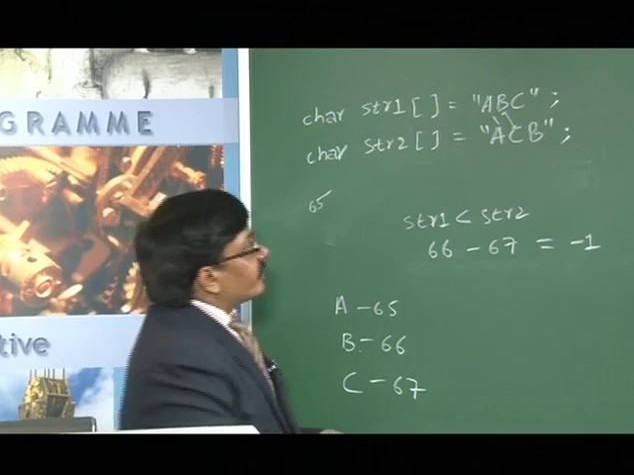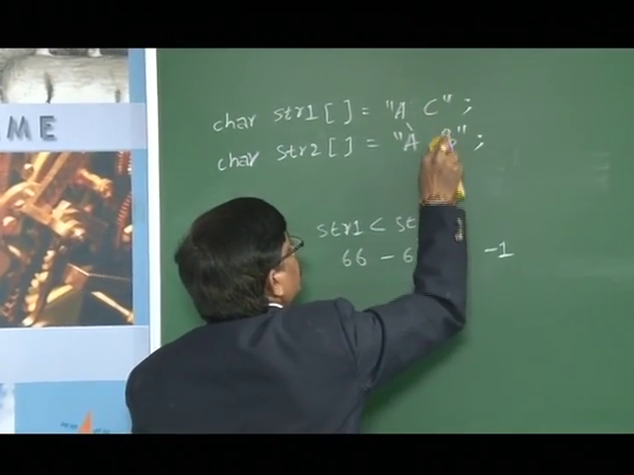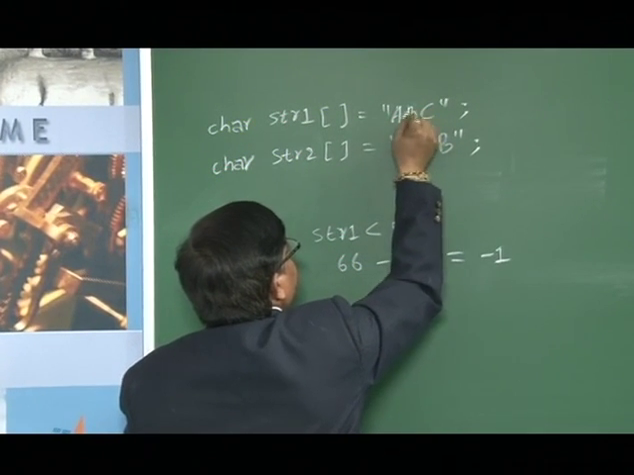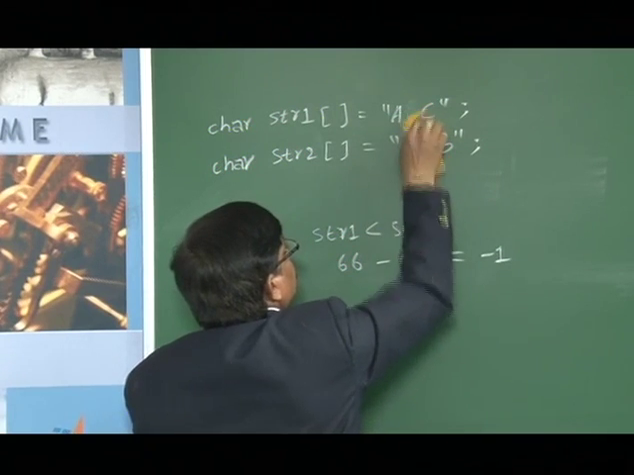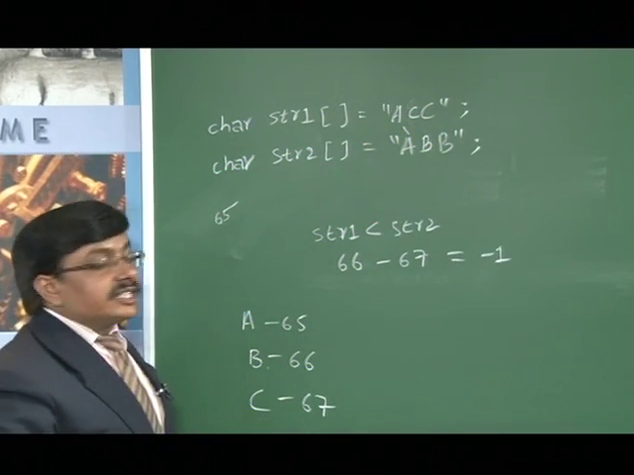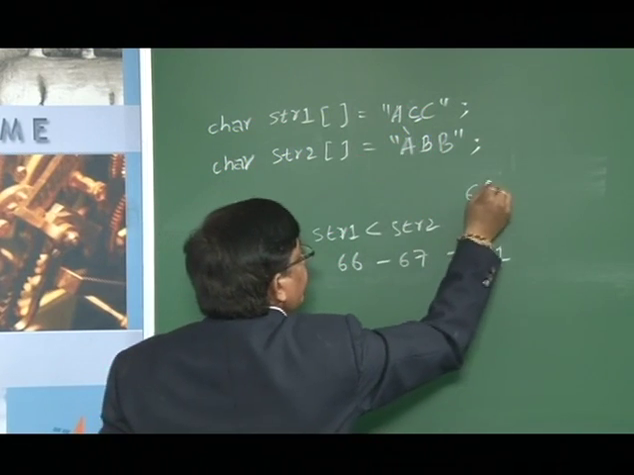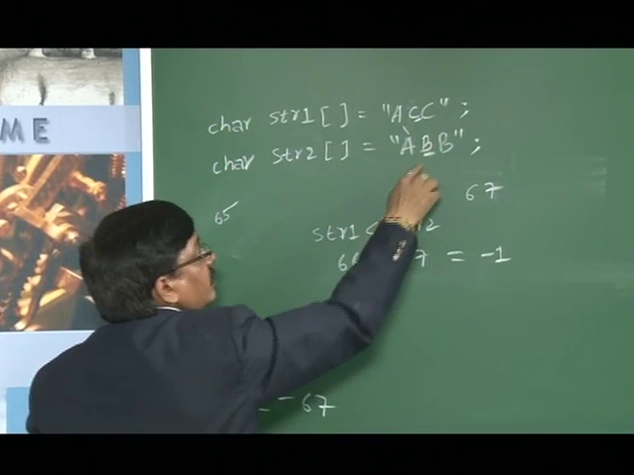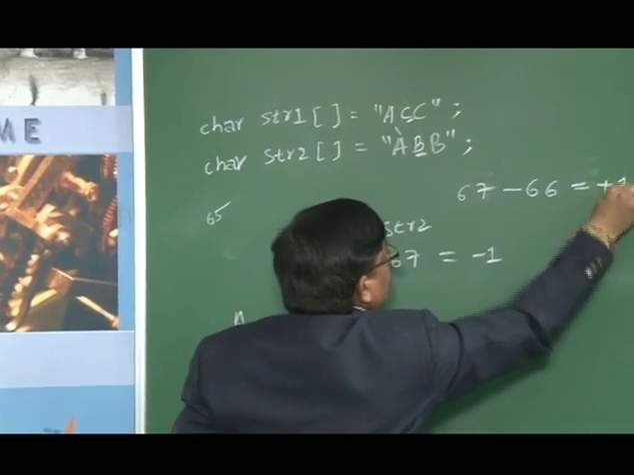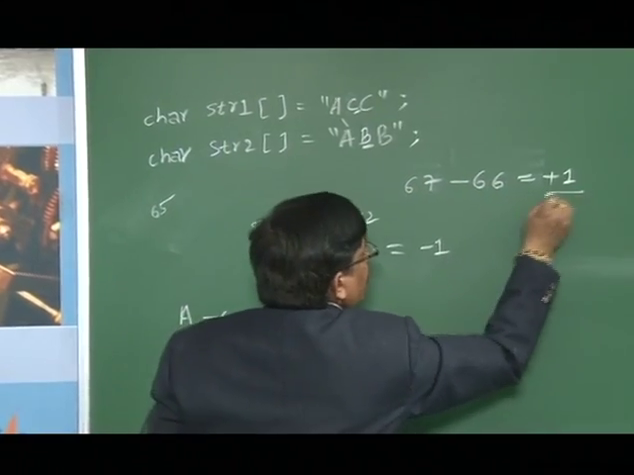Now, assume the situation where this is B, this is a C and this is B. If this is the situation, what is this particular value? The ASCII value of C is 67, and what is the ASCII value of STR2 in the second character? It is 66. So here what we are getting is plus 1. So we can say the first string is greater than the second string, which means we will be getting a positive value there.